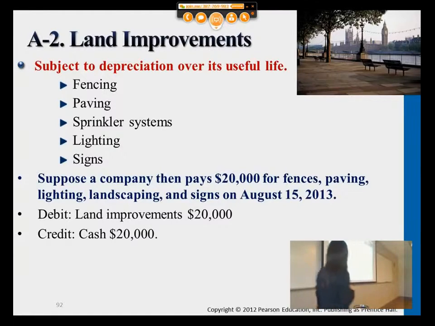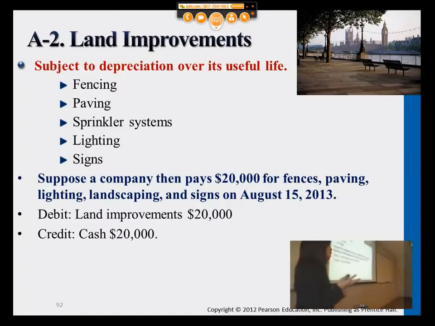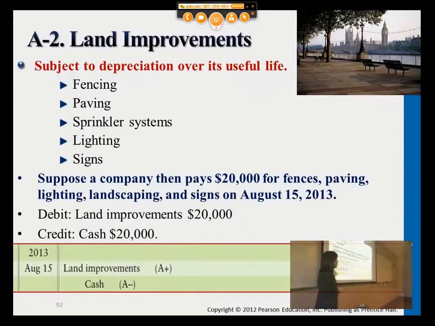Some fencing, paving, any lighting signs, sprinkler systems, any possible improvement categories that go into this account, this categorization, we just separate them from land. So altogether, these costs would actually be spread along the years of its useful lifetime. We will be depreciating these costs later on. Okay, so as opposed to land, we have a separate account called land improvement to hold all these minor expenses on land. Again, these are not necessary costs.